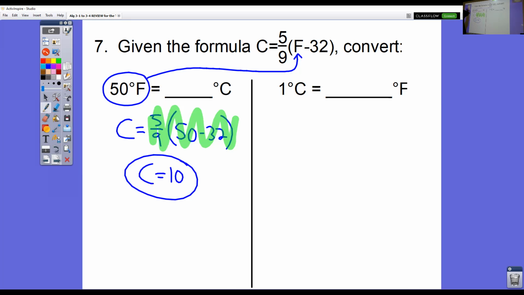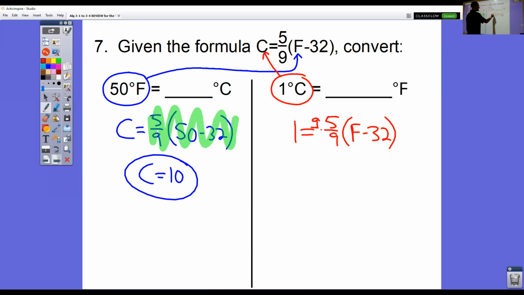For this one, we're given the C, 1 degree Celsius. This time we want to sub it in for the C into there. So instead of C equals, we have 1 equals 5/9 times F minus 32. Again, to get rid of that fraction, we want to multiply by the reciprocal. So times 9/5, times 9/5. Goodbye, those cancel out.